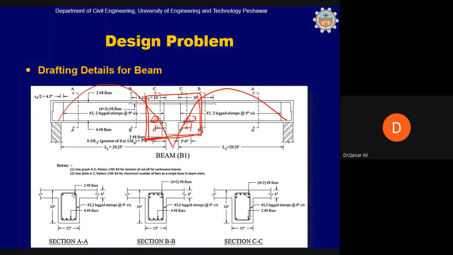According to the ACI code, positive reinforcement cannot be curtailed more than 50%. So 2 bars must be carried from end to end. 2 interior bars can be curtailed. And the negative reinforcement can be 100% curtailed beyond this location. However, 2 bars are necessary to hold these stirrups. The stirrups have been provided at the rate of 9 inches center to center.